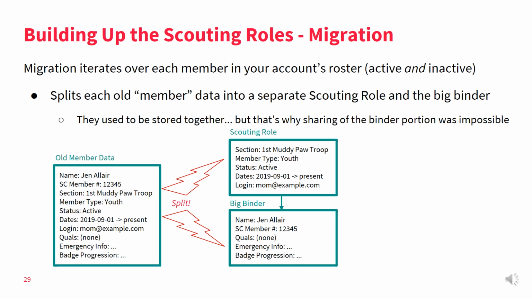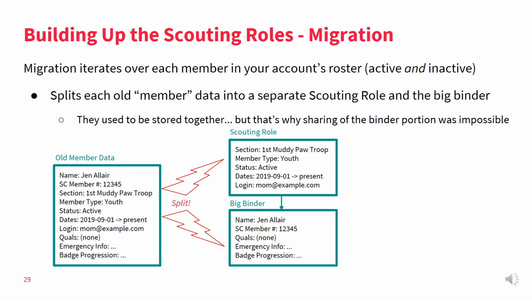ScoutsTracker iterates over all of the active and inactive members in your roster. And it takes the old data and splits that into basically two chunks, or tables for the technically oriented. It's got the scouting role, which we had described earlier as your uniform. It describes what position you have in a particular troop or section. And then there's all the big binder stuff like your qualifications, your badge progression, your emergency information.